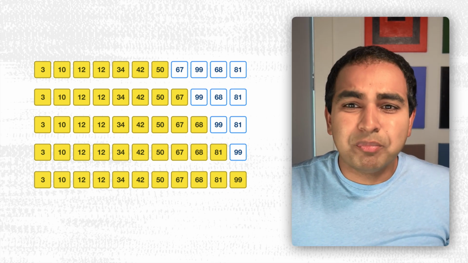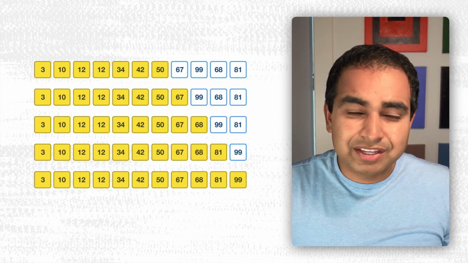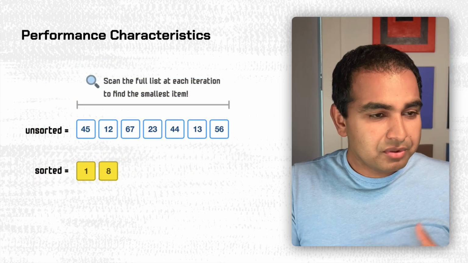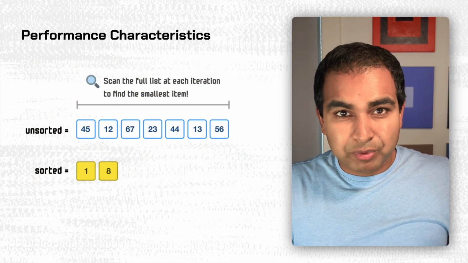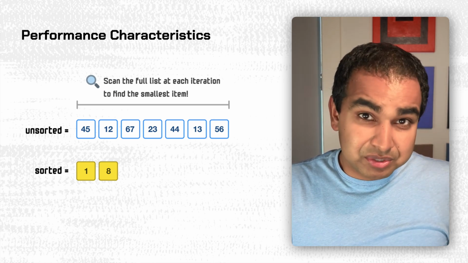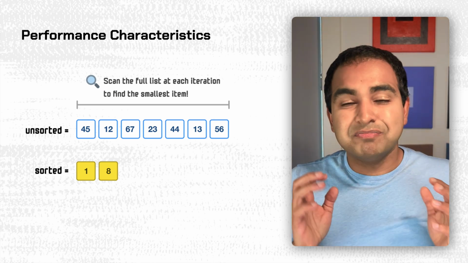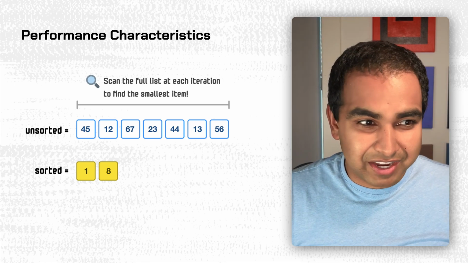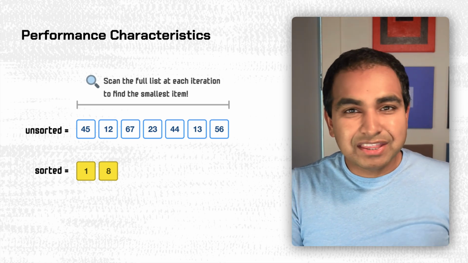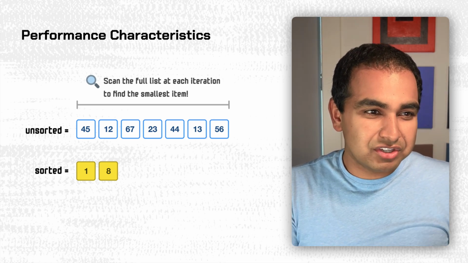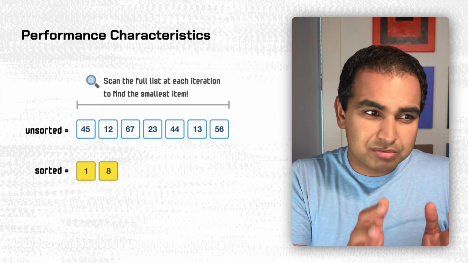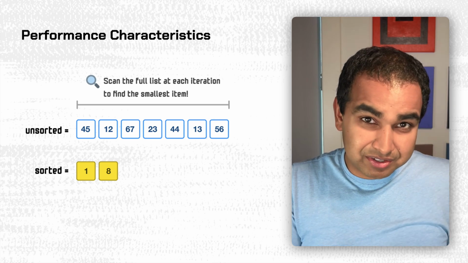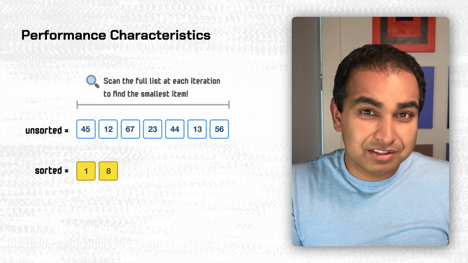Let's now look at the performance characteristics of it: how quickly is this going to run depending on the size of the input. The way selection sort operates, it doesn't matter which variation we're looking at, whether it's the single collection variation or the two collection variation, we have to find the smallest value from our unsorted list of items. That means we scan the full list of items at each iteration to find the smallest item. Yes, the list of items will decrease as we have more and more items in our sorted region and fewer items in the unsorted region.